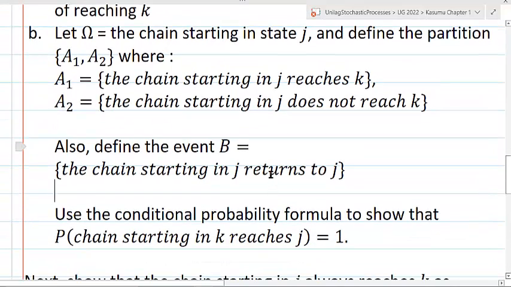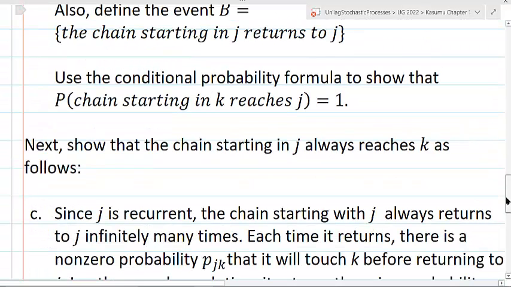What I want you to do is express the probability of b in terms of conditional probabilities. And from those conditional probabilities, you can show that the probability that the chain starting in state k reaches j must be equal to 1. That shows that the chain starting in k always reaches j with probability 1.